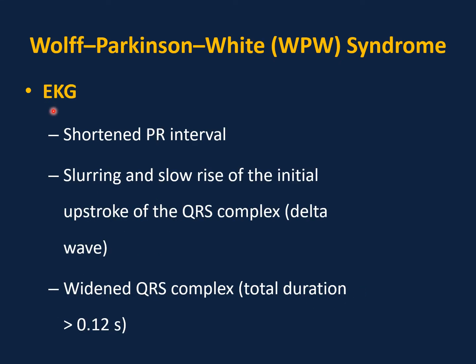Diagnostic criteria of Wolff-Parkinson-White syndrome: short PR interval, slurring and slow rise of the initial upstroke of the QRS complex, which is well known as delta wave. Wide QRS complex, which is more than 3 tiny squares, or 0.12 second or 120 milliseconds.